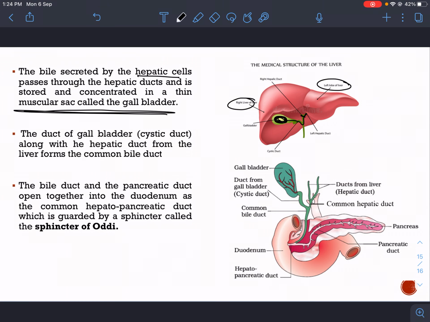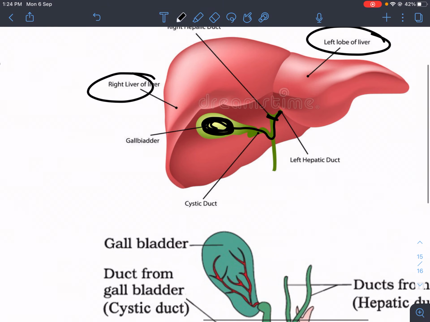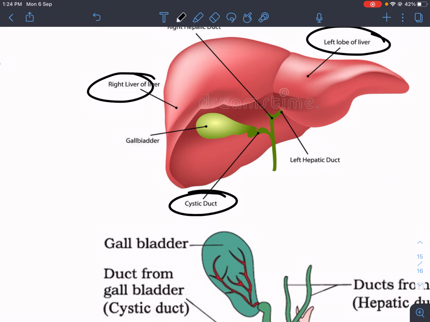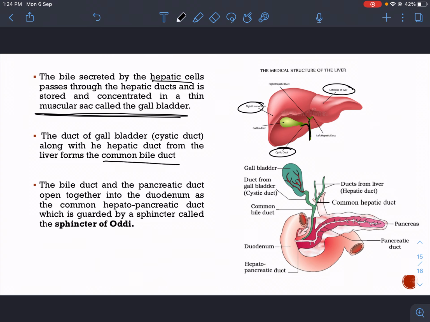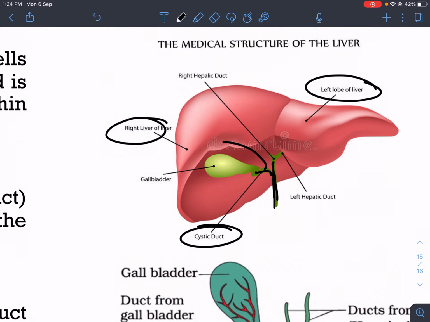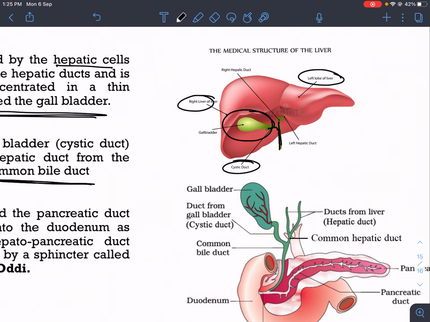The duct of the gallbladder is the cystic duct. This is the cystic duct, which is the duct of the gallbladder, and this is the hepatic duct. They both combine and form a common duct, and this common duct is known as the common bile duct. So basically the main function of the gallbladder is to store and concentrate bile.